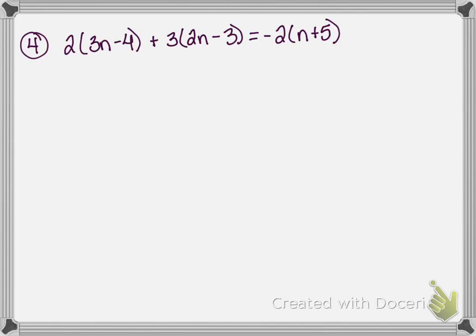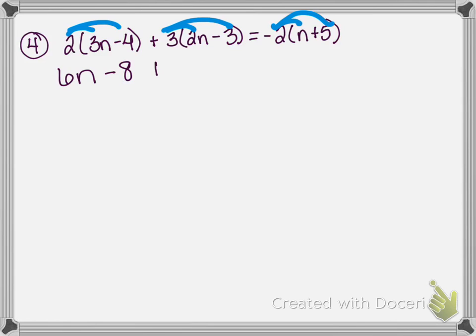Okay. So here is a similar one. It's very similar to the one that we just did. So we've got lots of distributing that we have to do first. We need to distribute our 2, our 3, and our negative 2. So we're going to distribute this. 2 times 3n is 6n. 2 times negative 4 is negative 8.